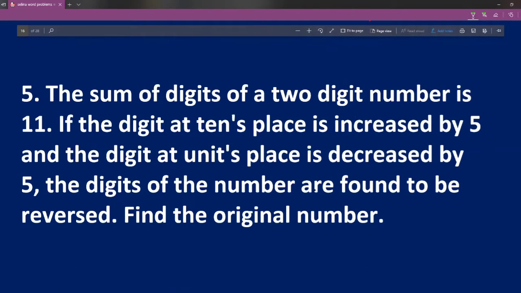Again, digits. The sum of digits of a 2-digit number, again xy, is 11.